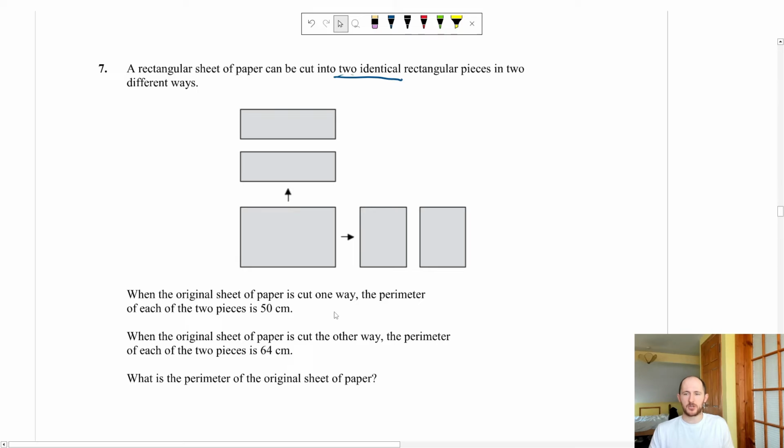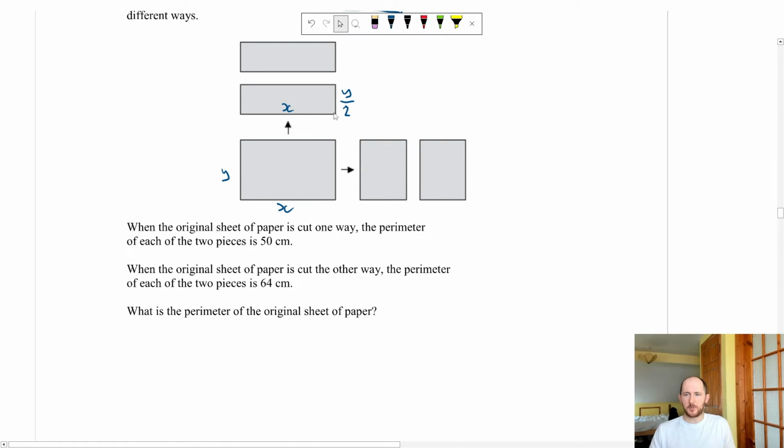So what's the perimeter of the original sheet? Because I don't know the dimensions, I'm going to call the dimensions x and y, for the width and the height or the length, whatever you want to call it, doesn't matter. Now in this case, if I cut horizontally, the width is still x, but the height, or the length, is y over 2. The perimeter of each of the 2 pieces is 50. It doesn't actually say which one's which, but it shouldn't make a difference.